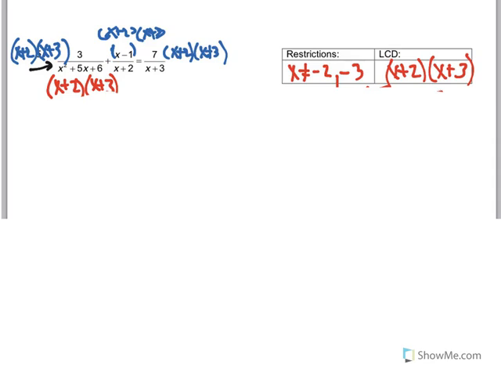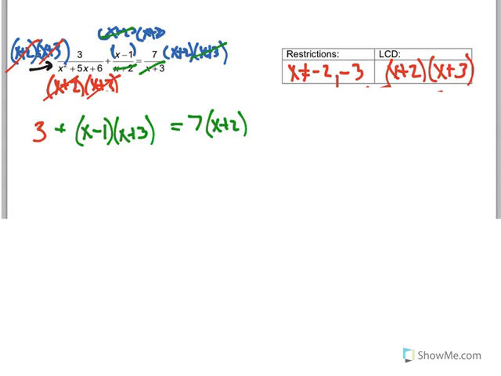So, now I'm going to look at canceling things out. Notice in the first one, the x plus 2's cancel, x plus 3's cancel, so I'm left with just a 3. For the second fraction, x plus 2 cancels, and I'm just left with x minus 1 times x plus 3. For the third fraction, the x plus 3's cancel, I'm left with 7 times x plus 2.